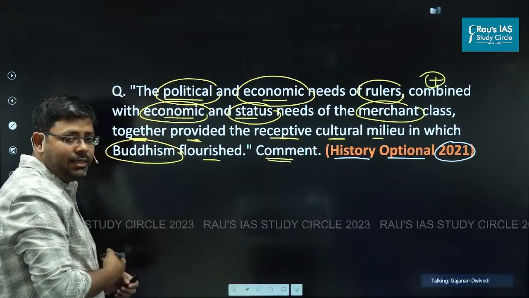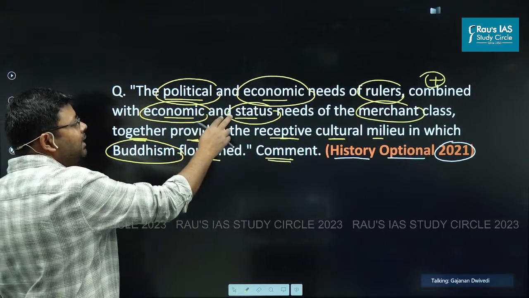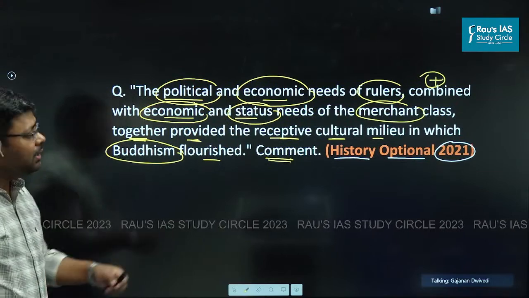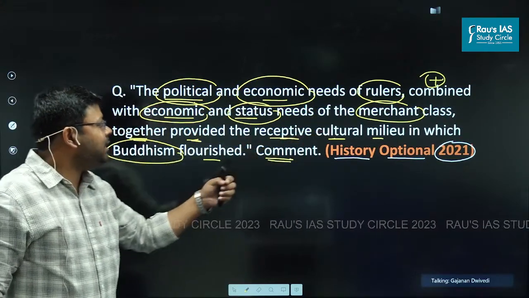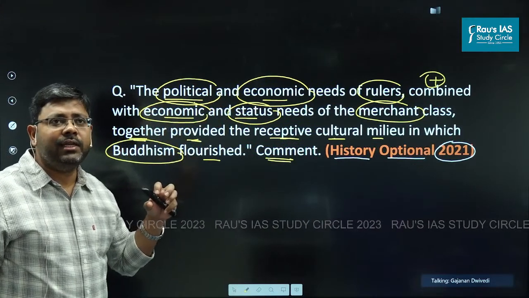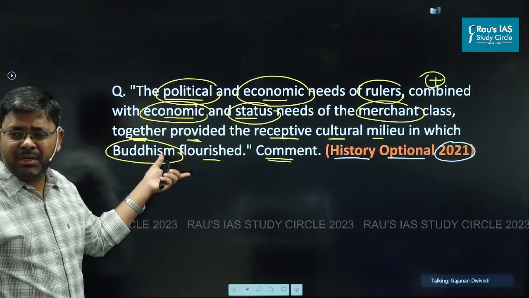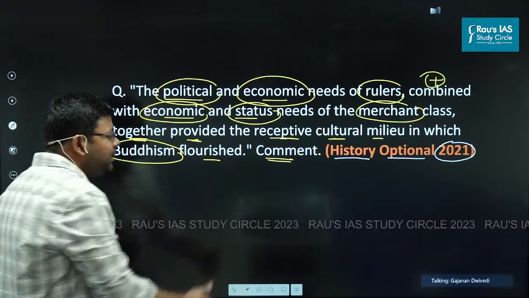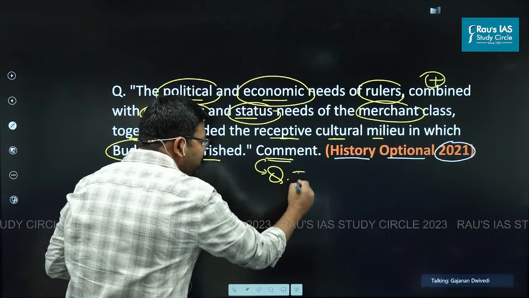The question tag here is comment. Now, this is asking about the rulers, their political and economic needs. Then the question is asking about the merchant class, their economic and status needs. All this combined together created the condition for the rise of Buddhism. You have to comment. So, what is comment? Comment is here the question tag.